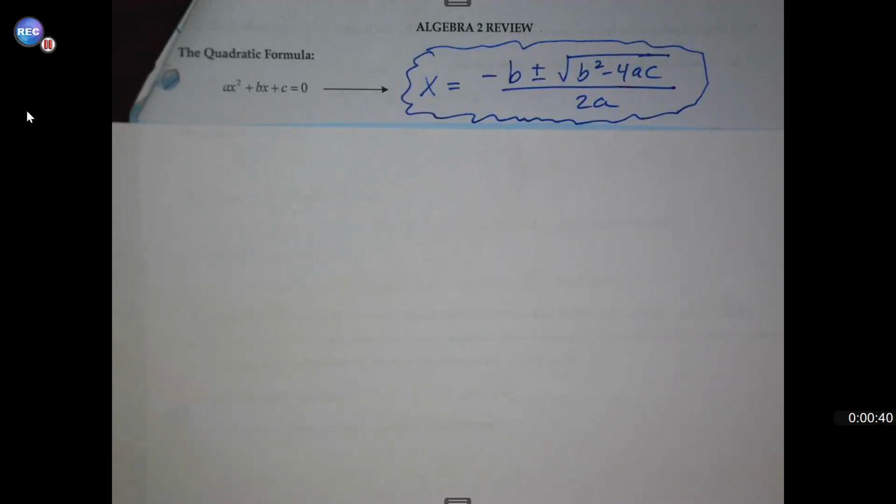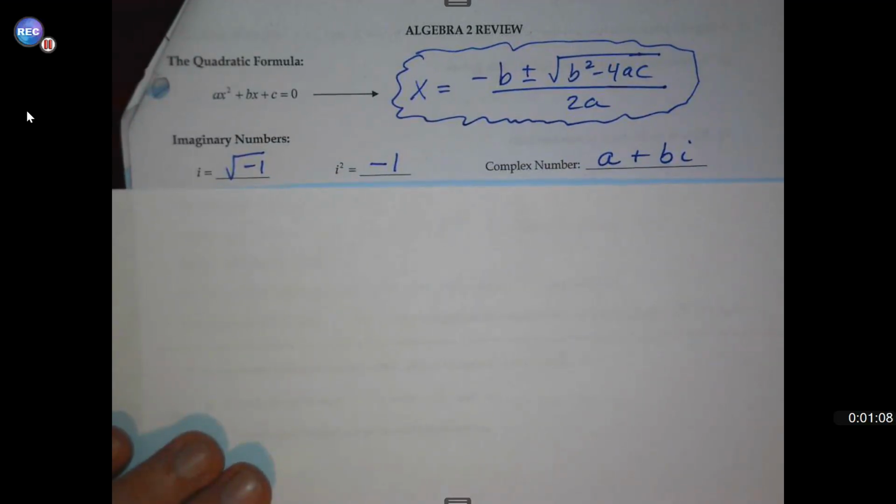I just want to remind you that any quadratic equation, ax squared plus bx plus c equals 0, can be solved by the quadratic formula. And that formula was derived using a process called completing the square. It will work on all quadratic equations. Now, if the quadratic equation can be easily factored, it's always going to be faster to solve it by factoring. But rest assured, this formula will work on all quadratic equations.